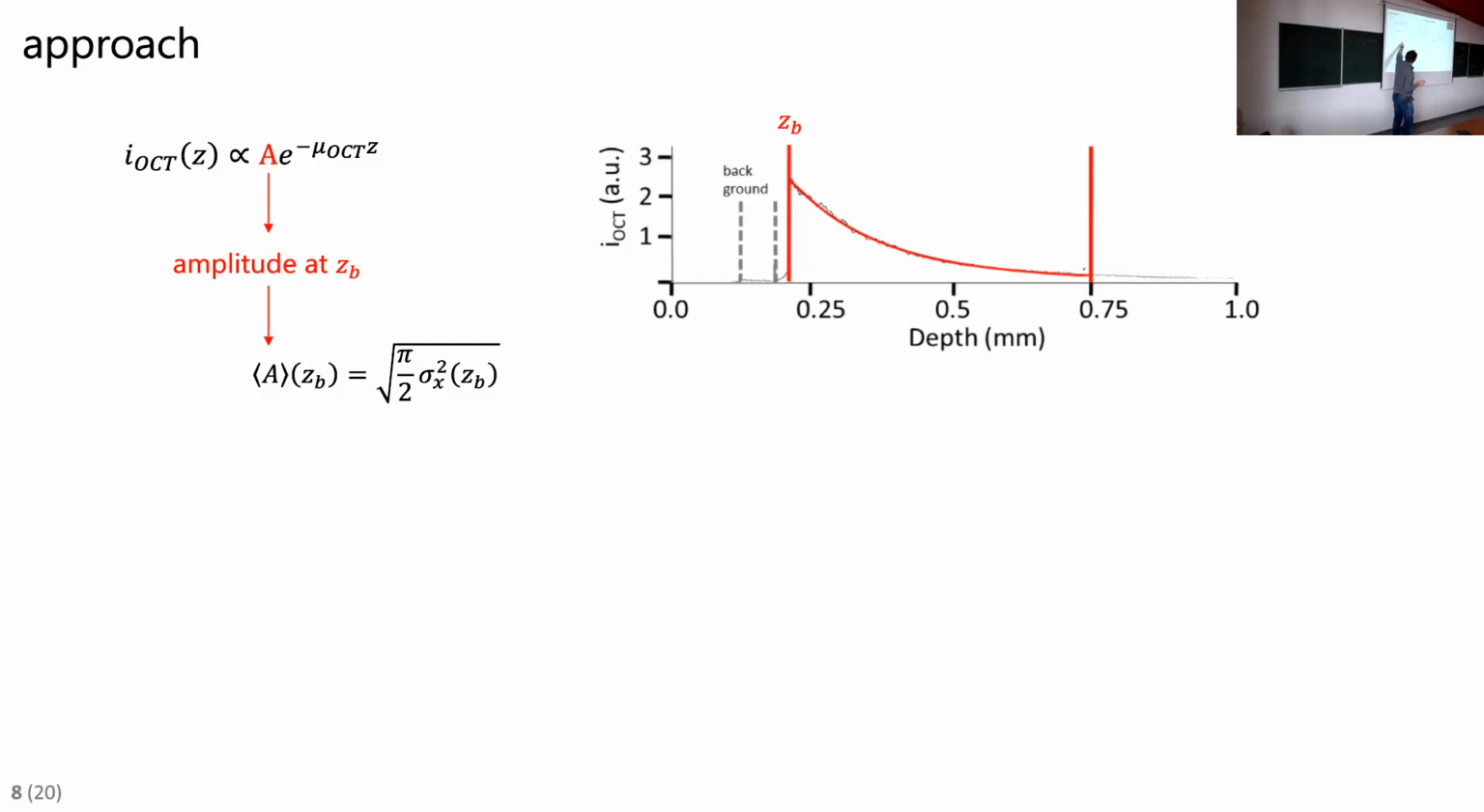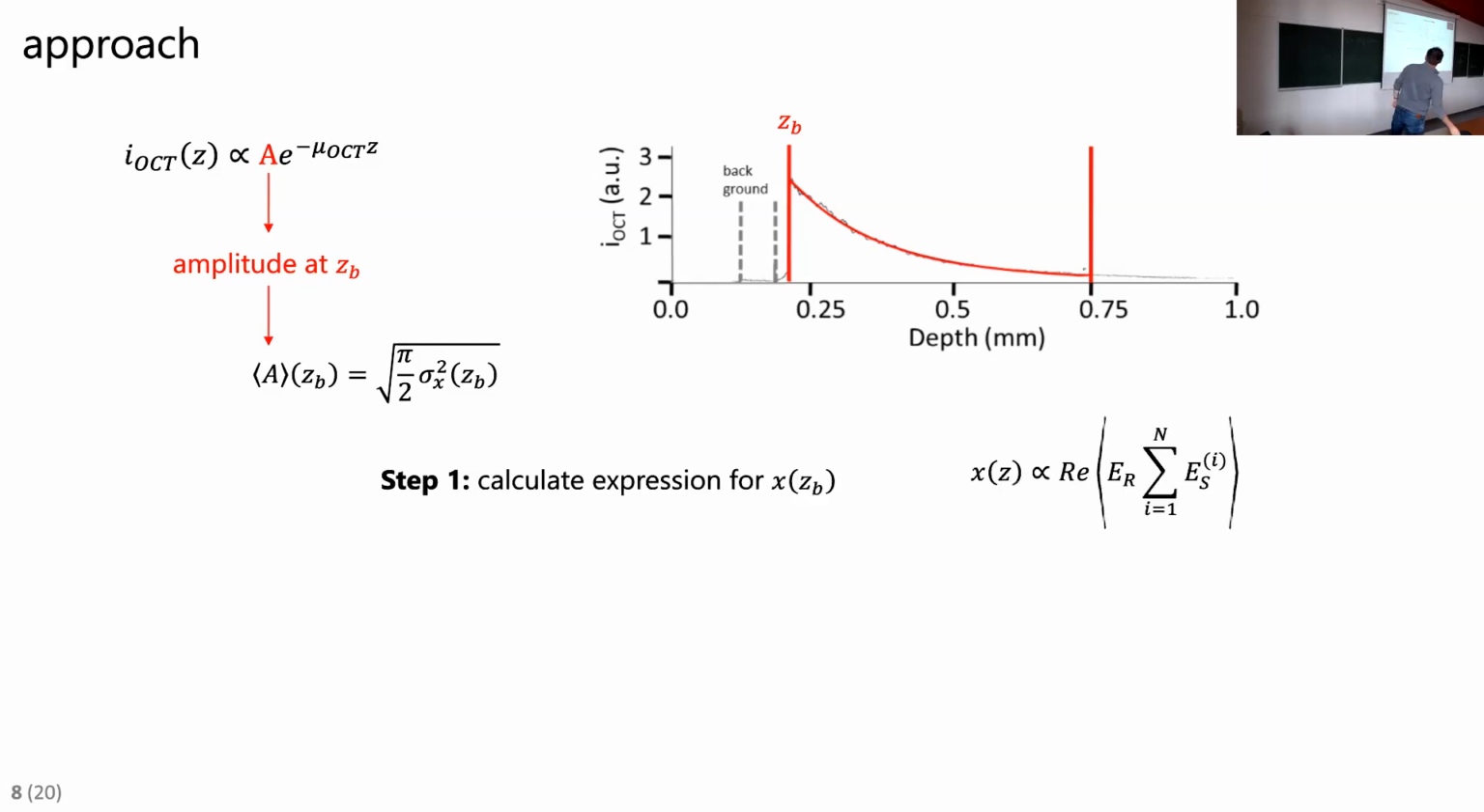So that's what you see here. For x and B, I calculate the mean amplitude, and that is given by this relation. Here is the variance at set B. So this is the relation I can use to get an expression for A. And in order to do that, of course, I need an expression for this. So step one would be to calculate an expression for x at set B.